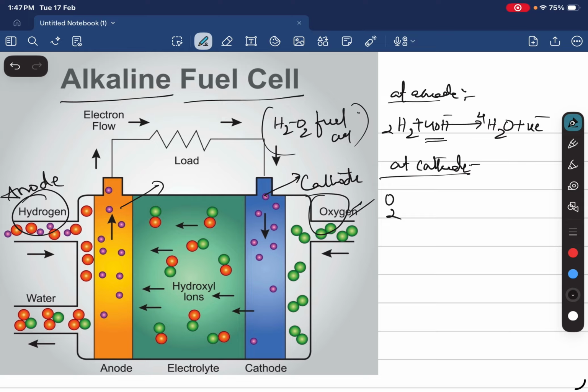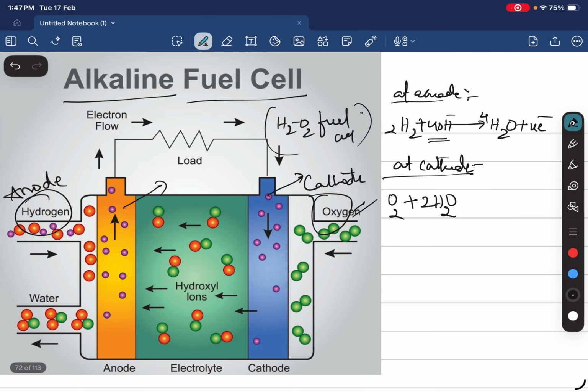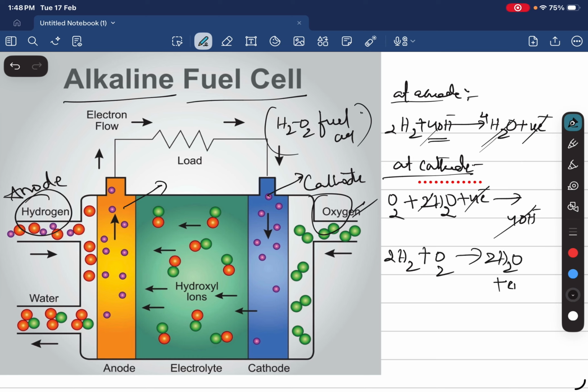O2, which is the cathode, right? O2 combines with the water which is formed in the first reaction, and also electrons, and is converted into 4OH minus. If you add the anode and cathode reactions, the 4OH minus gets cancelled, the 4 electrons get cancelled, and the water gets cancelled, and the resultant equation is 2H2 plus O2 gives rise to 2H2O along with energy. This is how we can convert combustion energy to electrical energy directly.